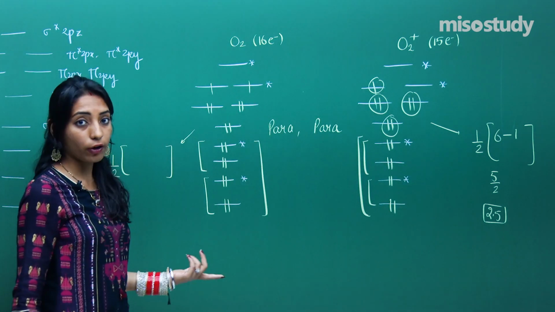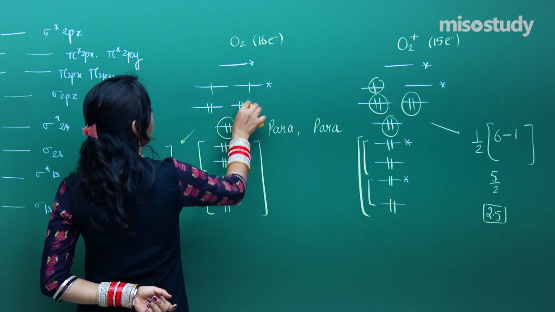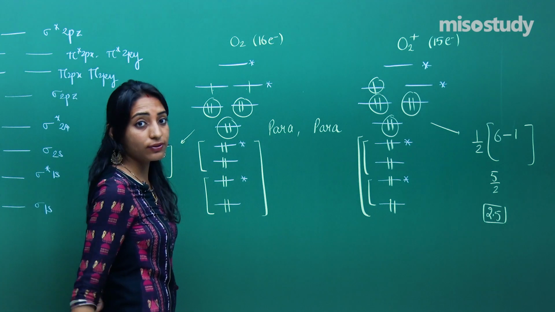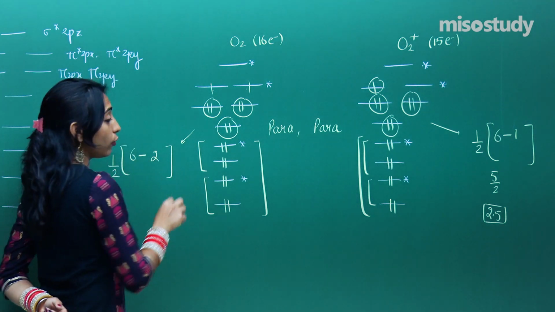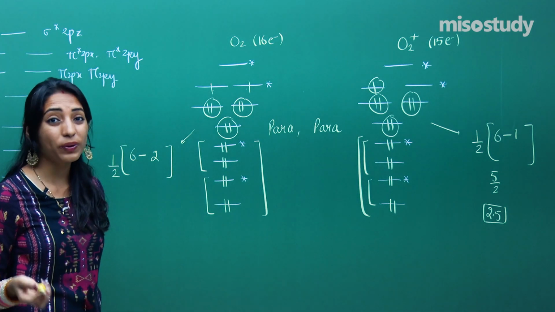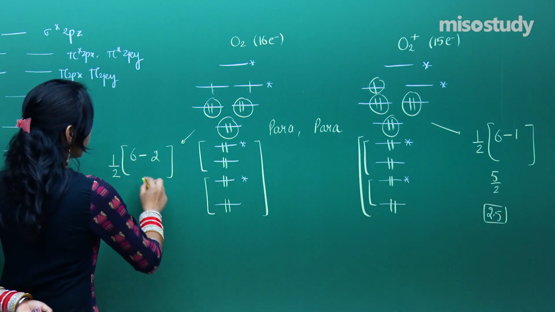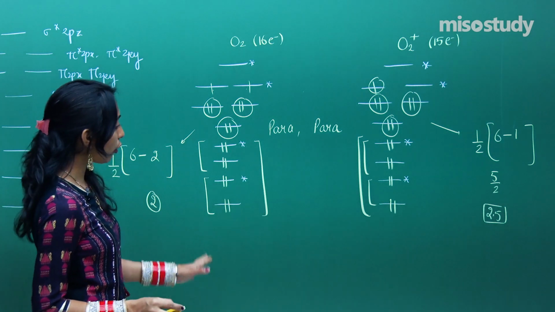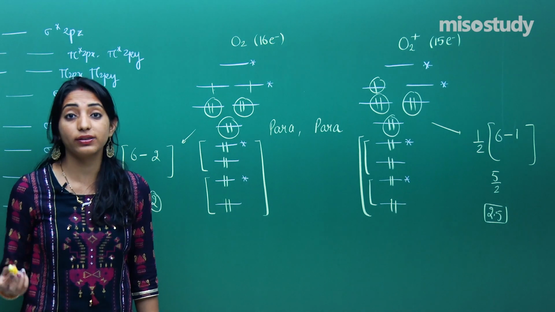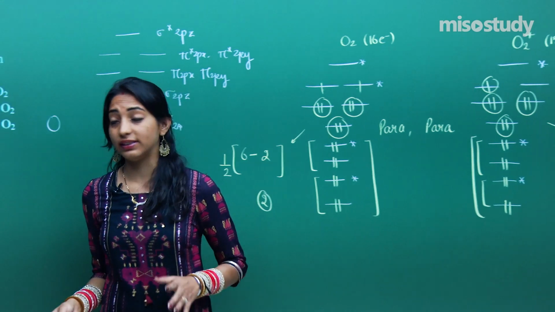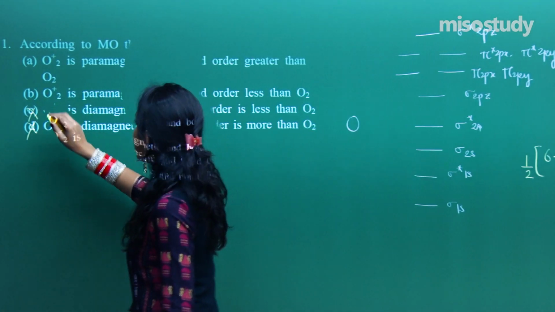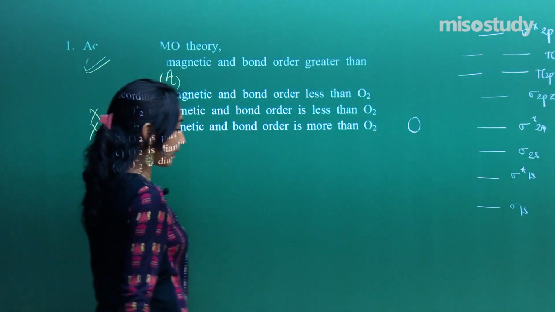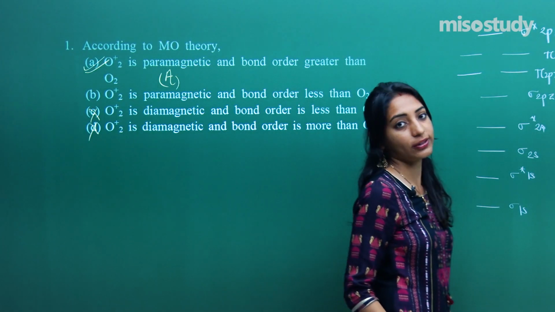Let's do the calculation for oxygen. Bonding is 1, 2, 3, 4, 5, 6, and for antibonding we have 2. By the way, you must know the bond order of O2 because oxygen has a double bond. So this is 4 by 2, which is 2. So now did you get from this solution that the bond order of O2 positive is greater than that of oxygen? So option A is the correct option for our question.